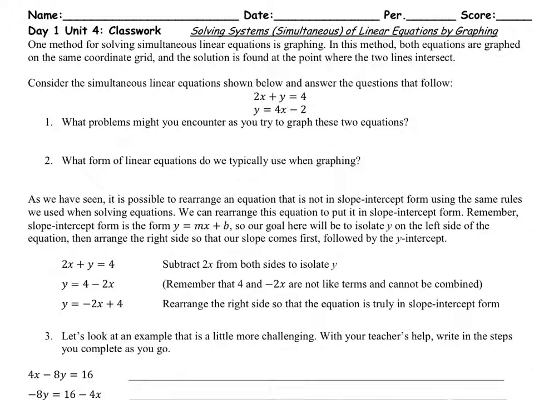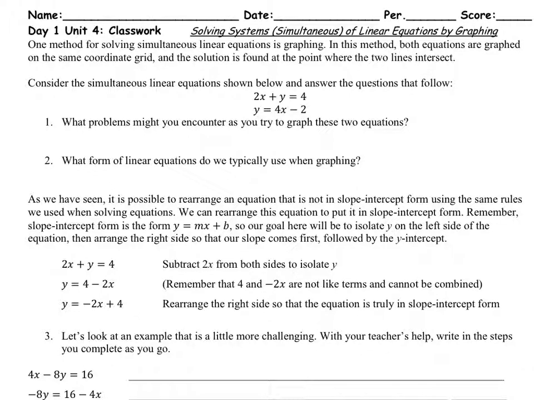So consider the simultaneous linear equations shown below and answer the following questions. What problems might you encounter as you graph these two equations? So looking at these two equations, would you encounter any problems? The first one is not in slope-intercept form, but we've already learned how to change those into slope-intercept form, so hopefully it's not too bad. The second one is in slope-intercept form, so hopefully that would be okay to graph.